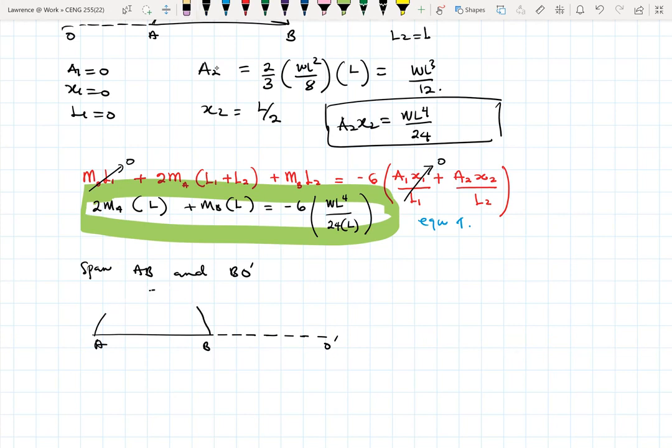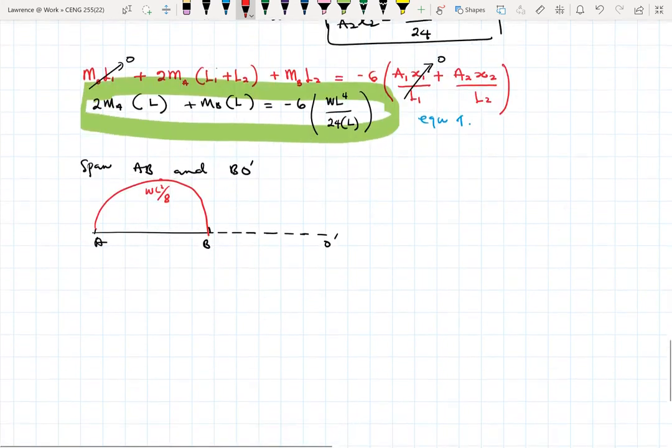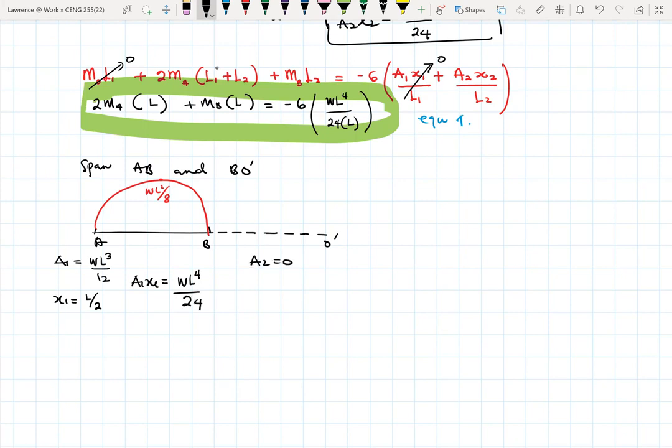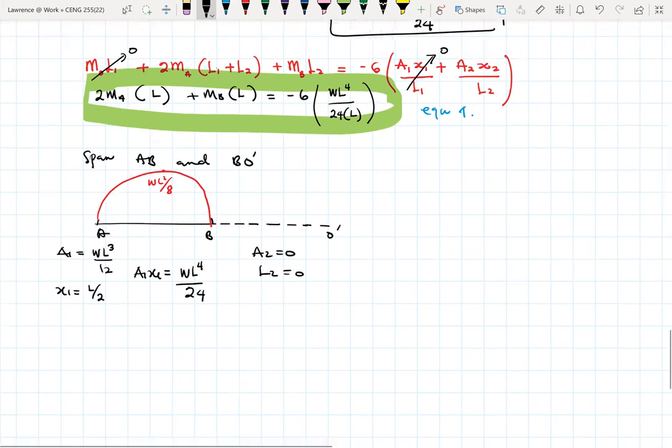Let me just draw. Sometimes it's best to do the stroke erase. So this is my bending moment diagram. It looks a bit funny, but the topmost part is WL squared over 8 right here. My A1 will be the same as the other A1. So my A1 here will be WL cube over 12. My X1 will be L over 2. So A1 X1 will be WL4 over 24. A2 will be 0, L2 will be 0, because again, this is imaginary.